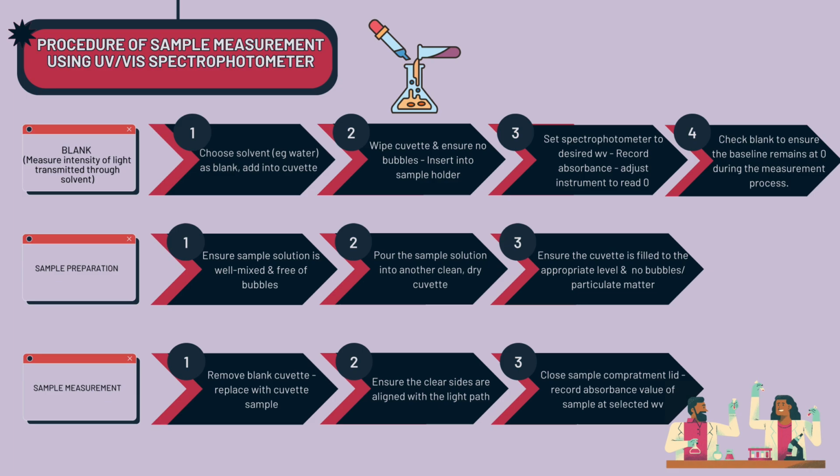Next, the sample preparation. Firstly, ensure the sample solution is well mixed and free of bubbles. Then, pour the sample solution into another clean and dry cuvette. Ensure the cuvette is filled to the appropriate level with no bubbles or particulate matter. Lastly, the sample measurement. First, remove the blank cuvette and replace it with the sample cuvette. Then, ensure the clear sides are aligned with the light path. Finally, close the sample compartment lid and record the absorbance value of the sample at the selected wavelength.